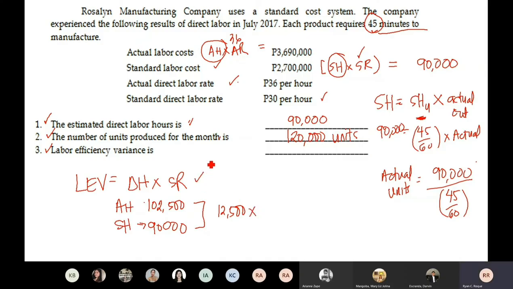Mumultiply natin ang standard rate. Ano standard rate natin? 30 pesos. So that would be 375,000. So again, sabi ko nga, tama yung 375 mo. Pero is it F or U? Mas malaki yung actual. So ito ay unfavorable.